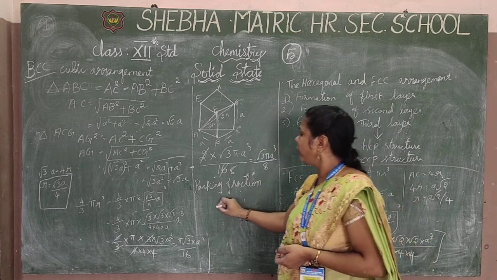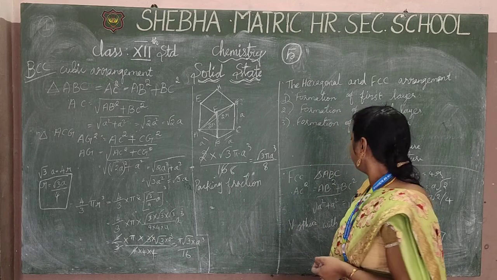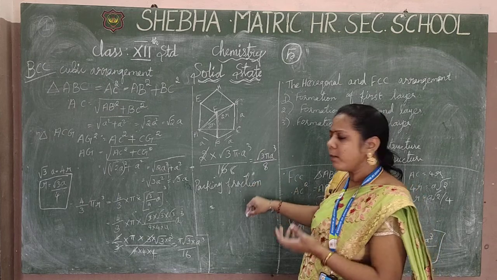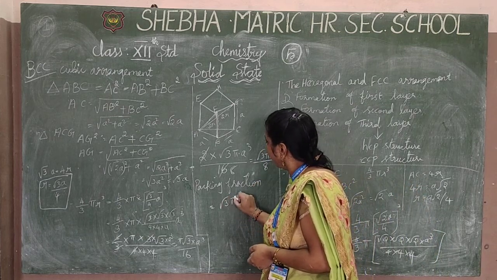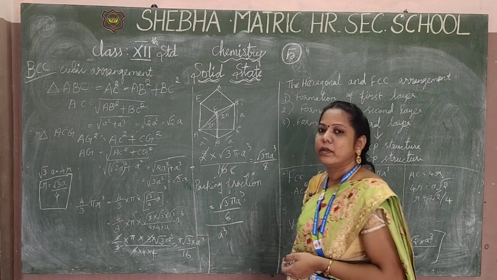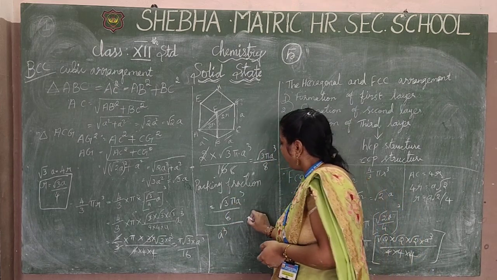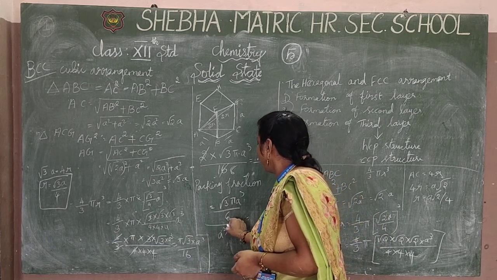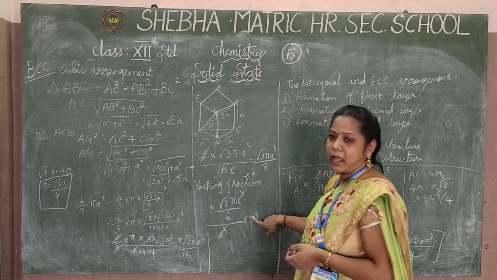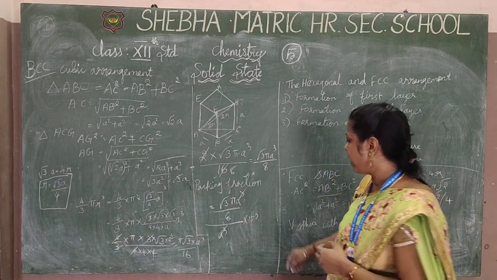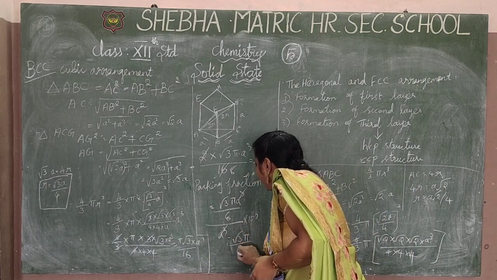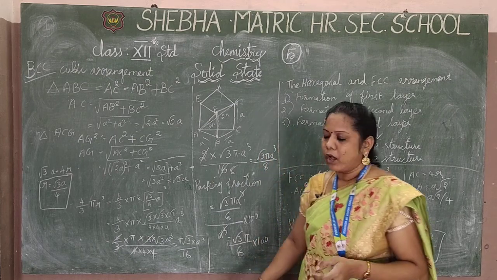Packing fraction, we have to implement the formula. The previous formula I already explained: the volume of the spheres divided by the volume of the unit cell. Root 3 pi a cube by 8, whole by a cube. This is the packing fraction. Obviously we cancel the a cube and a cube, into 100. Keep in mind the 100, don't forget to write down that 100. So totally we get root 3 pi by 8 into 100. Are you clear on the steps?